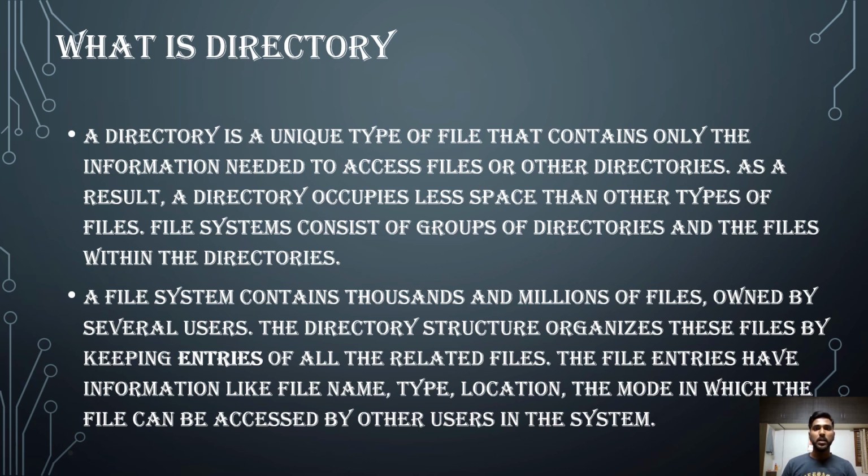A file system contains thousands and millions of files owned by several users. The directory structure organizes these files by keeping entries of all the related files. The file entries have information like file name, type, location, and the mode in which the file can be accessed by other users in the system.